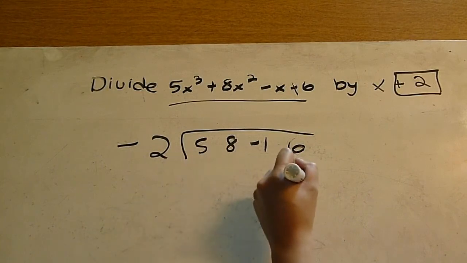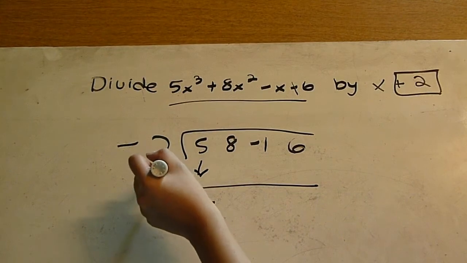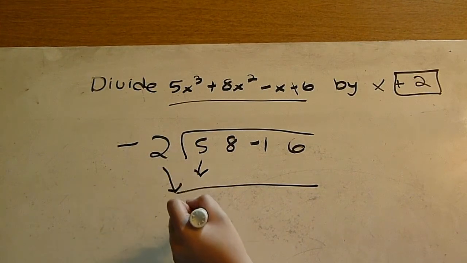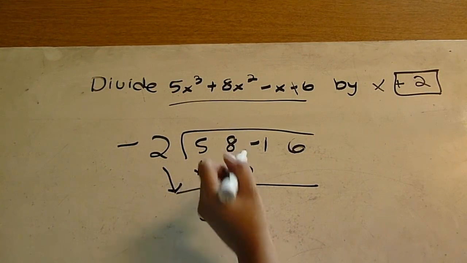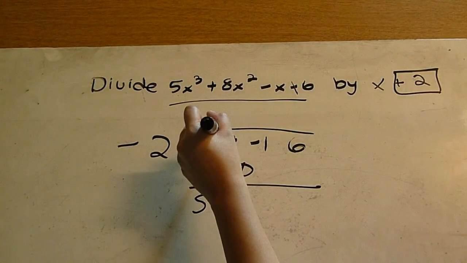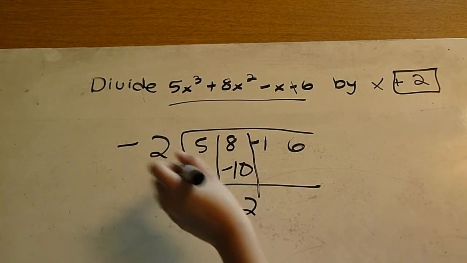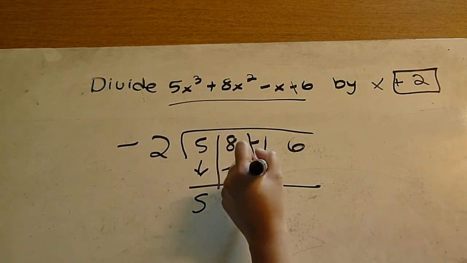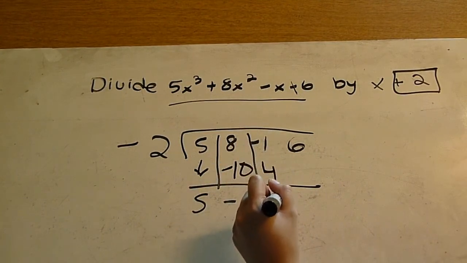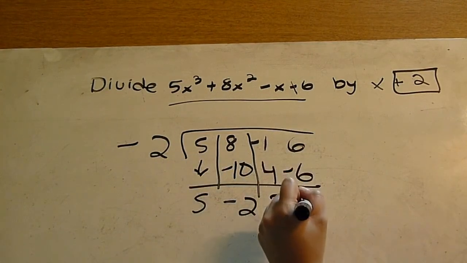And the first thing you want to do is bring this number down. So you get 5. Then what you do is you multiply this number by this number and put the answer of that here. So you get negative 10. Then what you do is add the numbers down this column and you get negative 2. Then you do that process again. So negative 2 times negative 2 is 4. Then you add these two and you get 3.